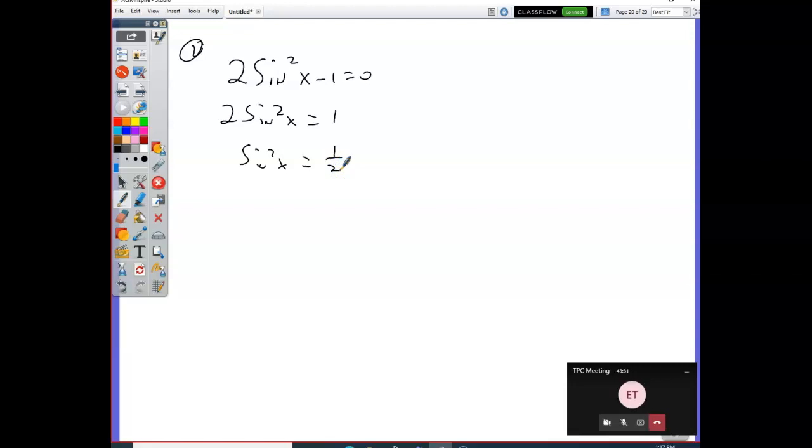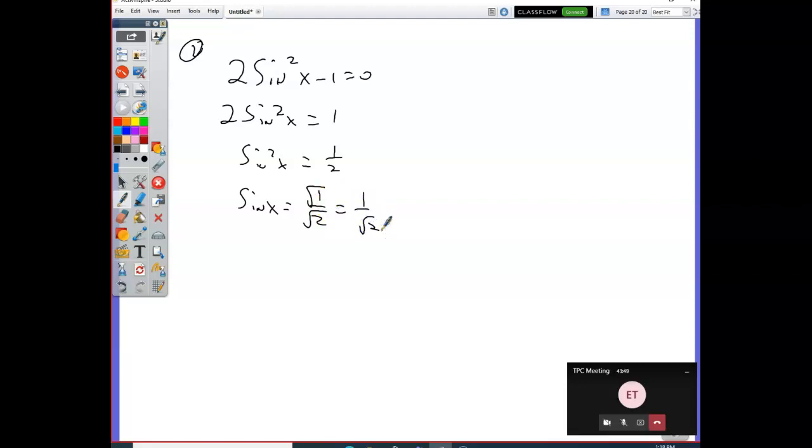Square root both sides. Square root of 1 over square root of 2. Okay. And that's just 1 over the square root of 2.